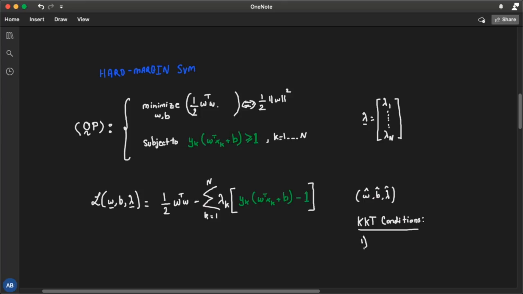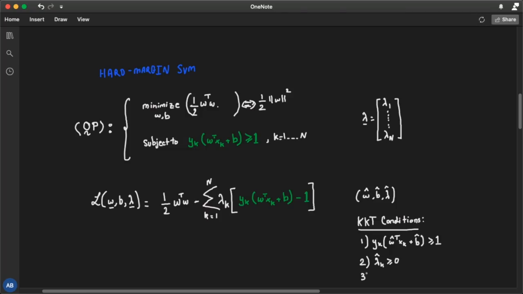So one, the solution achieved by equality should respect the problem's constraint. That is, all yk multiplied by w hat transpose xk plus b hat should be greater than 1. That's 1. And 2, all my lambda k hats should be positive.